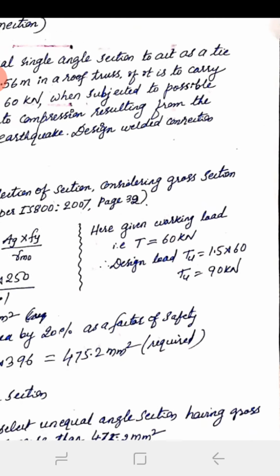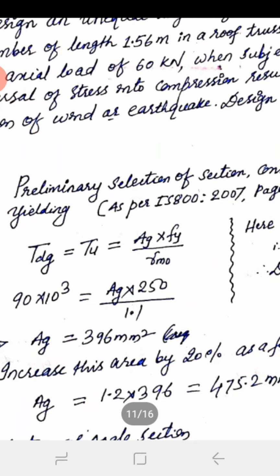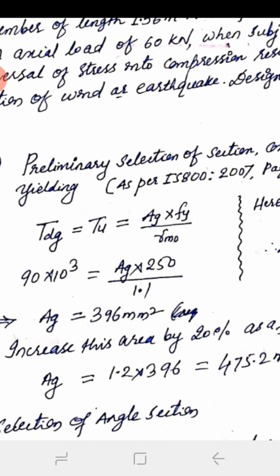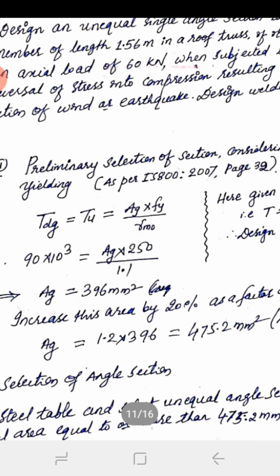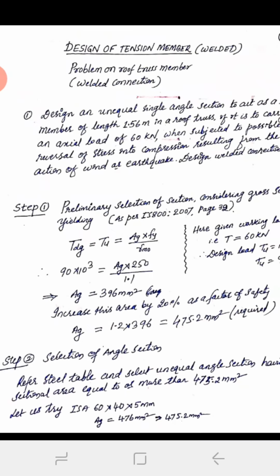After calculating the area required, you will get an area of 396 millimeter square. Just increase this area by 20% as a factor of safety. When you increase this area by 20%, the area becomes 475.2 millimeter square. This is the required area.